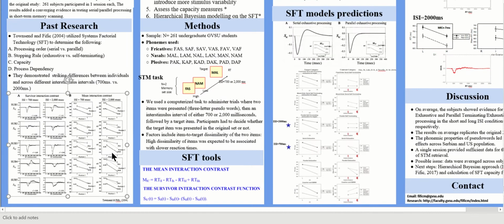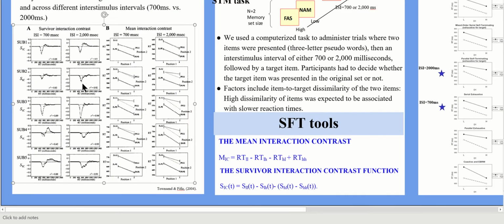Here we have the results. For the two types of ISIs, we see the survivor interaction functions here. These are the patterns for the mean interaction contrasts. We can see a lot of individual differences, and we also see that some subjects would switch from serial to parallel. So we see a very interesting pattern in the results. As we make the ISIs longer, some of the subjects tend to switch to parallel processing.